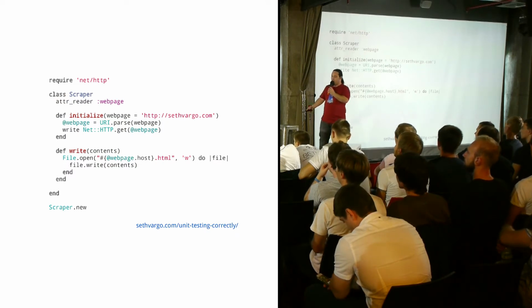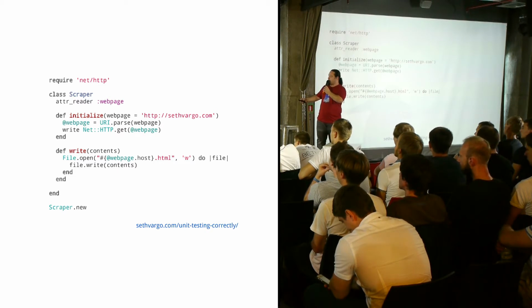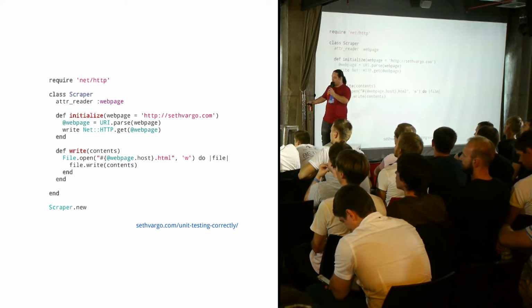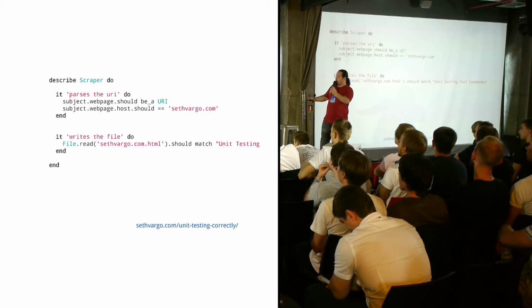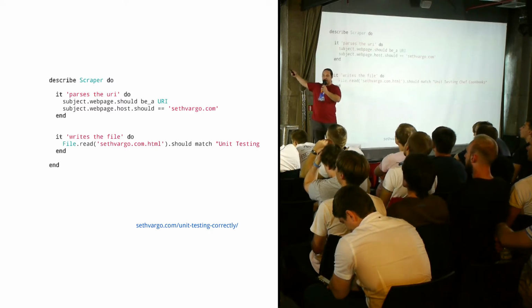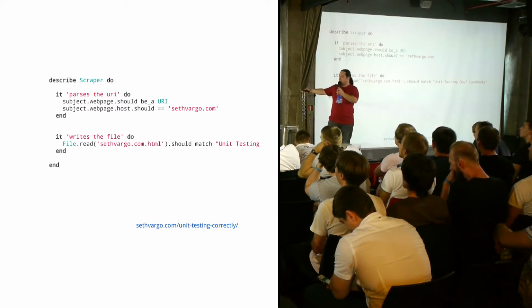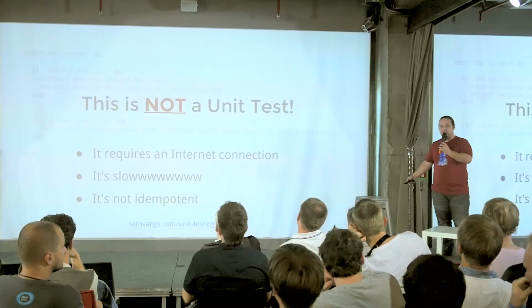So if you have a Ruby class, this is the scraper class. It accepts a web page and then it goes and fetches it and writes it into a file, right? You can write a unit test in Ruby that will make sure that the URI was parsed and the file read should match some kind of text that you know exists on that website. So this is a simple test, but it's not a unit test. Why is it not a unit test?